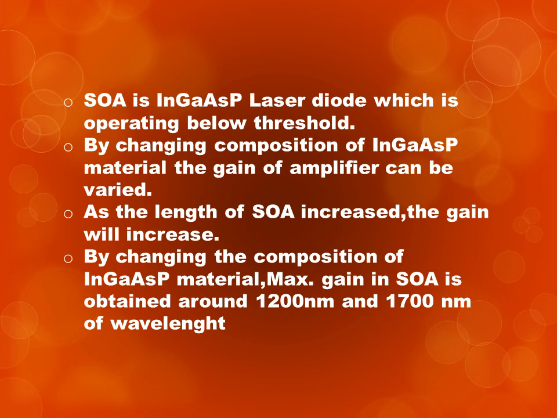SOA is an indium gallium arsenide phosphorus laser diode which is operating below threshold. By changing the composition of indium gallium arsenide phosphorus material, the gain of the amplifier can be varied. As the length of SOA increases, the gain will increase. By changing the composition of the material, maximum gain in SOA is obtained around 1200 nanometer and 1700 nanometer of wavelength.